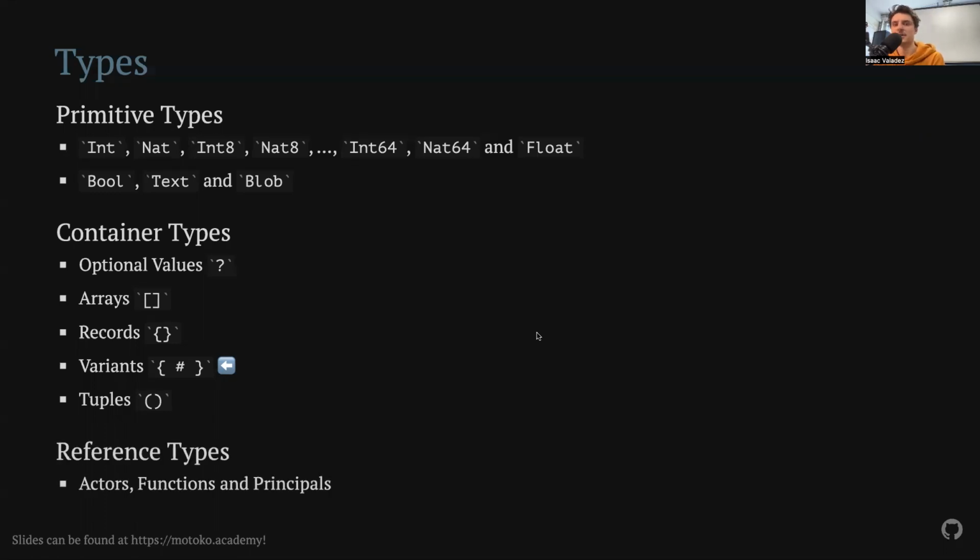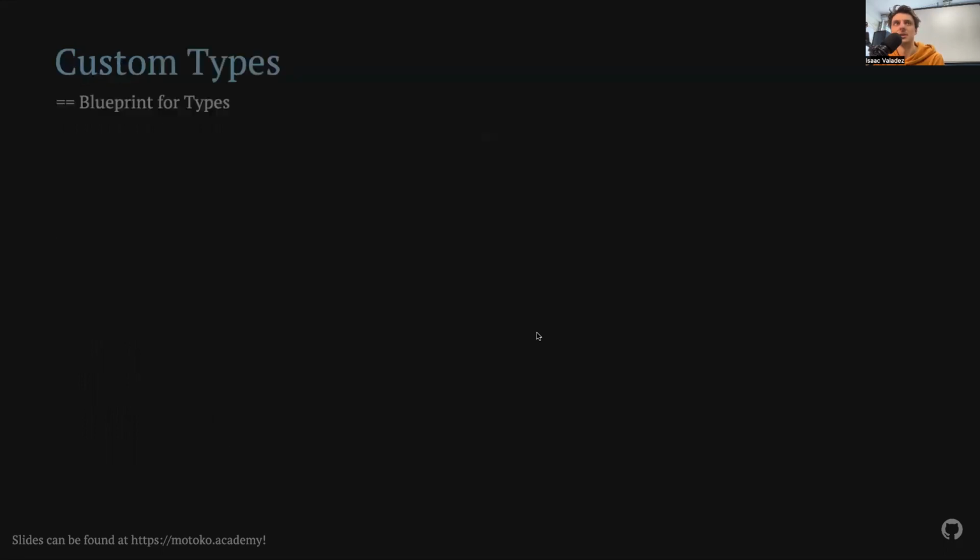And then there is also the reference type. So in the context of the IC, you have actors, you have functions, and of course you also have principals. But we're only going to focus on variants in this lecture.